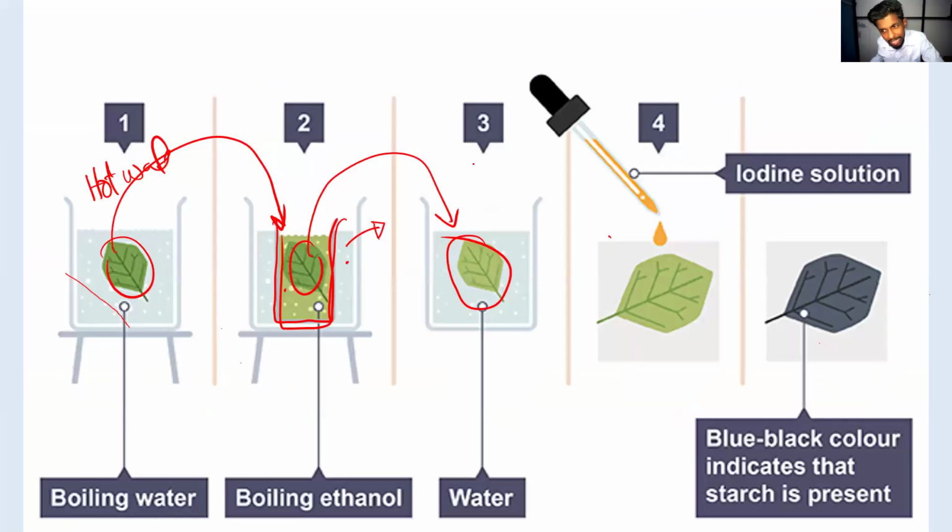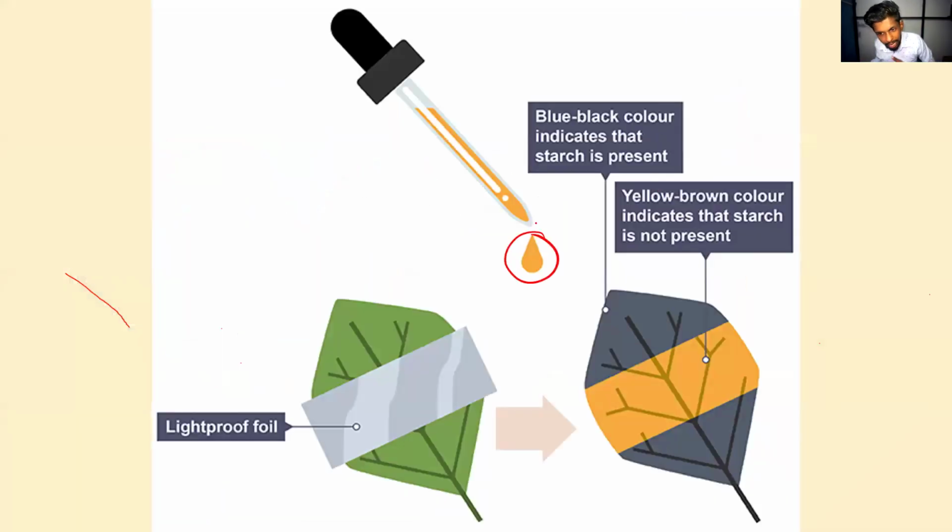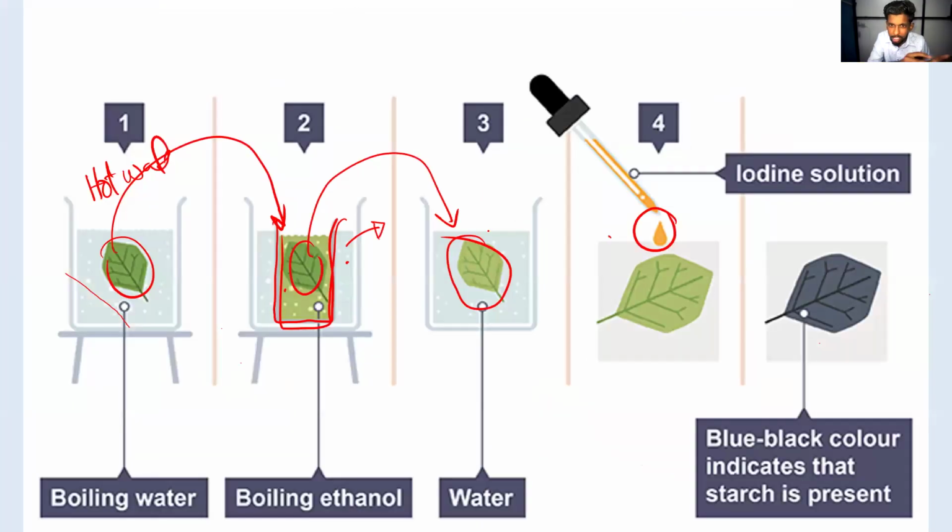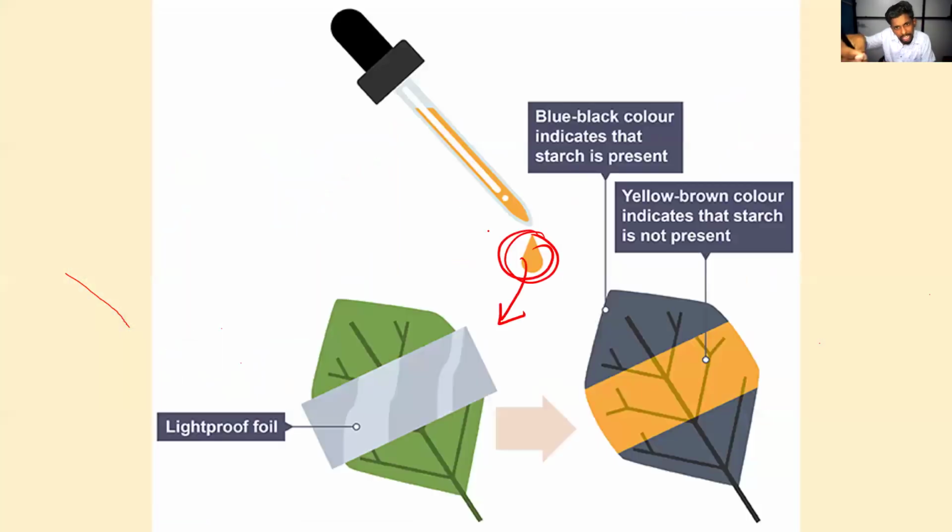So when I am adding iodine to the leaf, we can't add the iodine directly, right? We want to do all these procedures: boiling in hot water, boiling in ethanol, and washing the leaf. And then after that we add the iodine. So when I am adding the iodine, now what will happen, Pulahal?